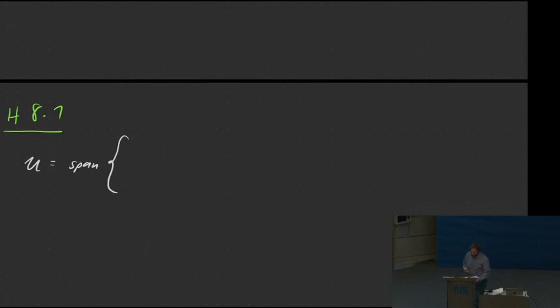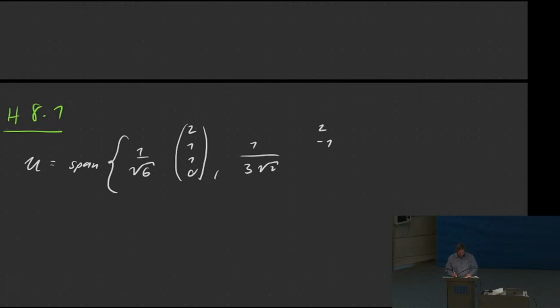So let me give you the right solution to double check. What you should get, if you used the vectors in the order that I gave them to you, is something like 1 over square root of 6 times (2, 1, 1, 0). And you see the direction of the first vector is preserved, right? And then the other one should be 1 over 3 square root of 2 times (2, -1, -3, 2).